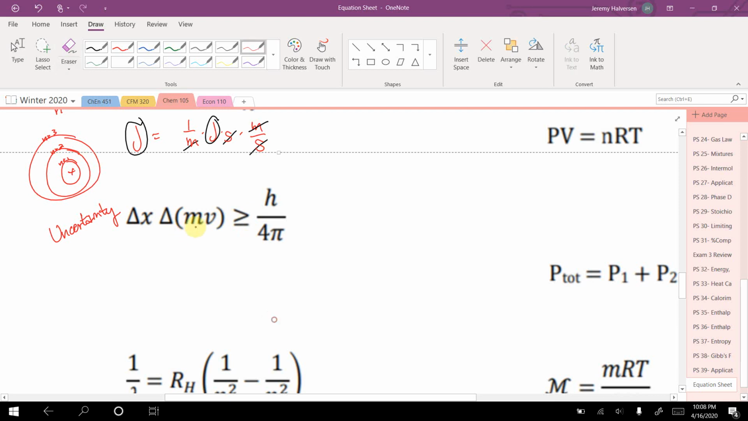When we use this equation, we know the mass of the particles we're talking about, so we end up with delta x times mass times delta velocity is greater than or equal to h over 4 pi. The uncertainty in my position is going to be in meters, because it's a position. The mass is going to be in kilograms, and the uncertainty in the velocity is going to be in meters per second.